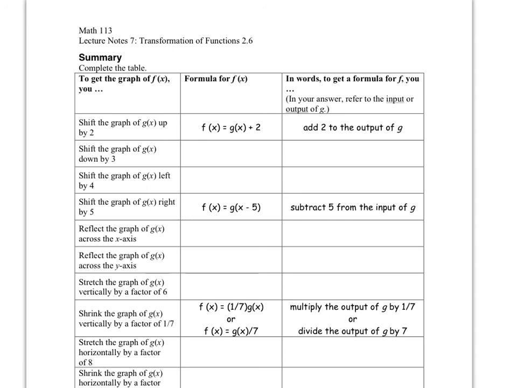So for example, this one says shift the graph of g of x down by 3. So therefore f of x will be just g of x minus 3. And then what you do is you subtract 3 from the output of g. Alright, then this one is telling you to shift to the left by 4, so this will be g of x plus 4. And then just write it out.